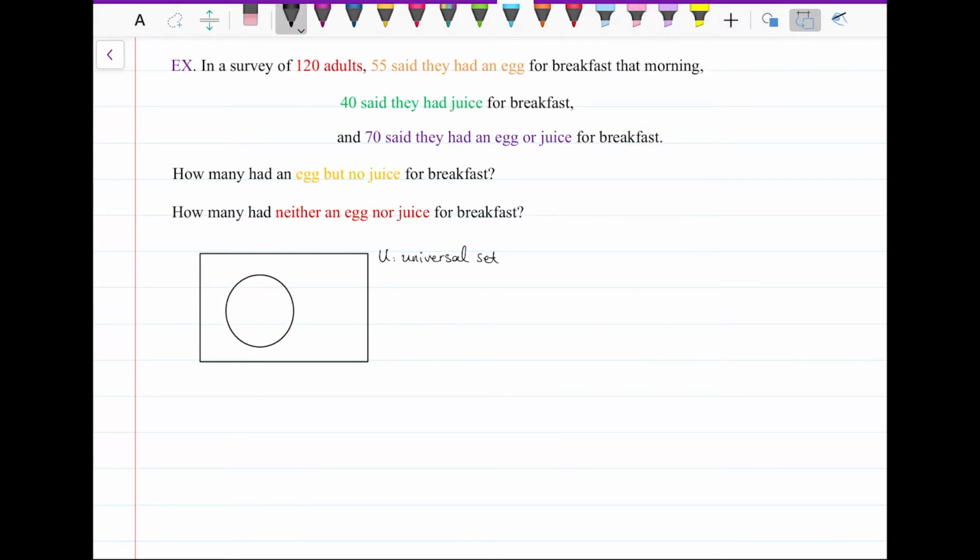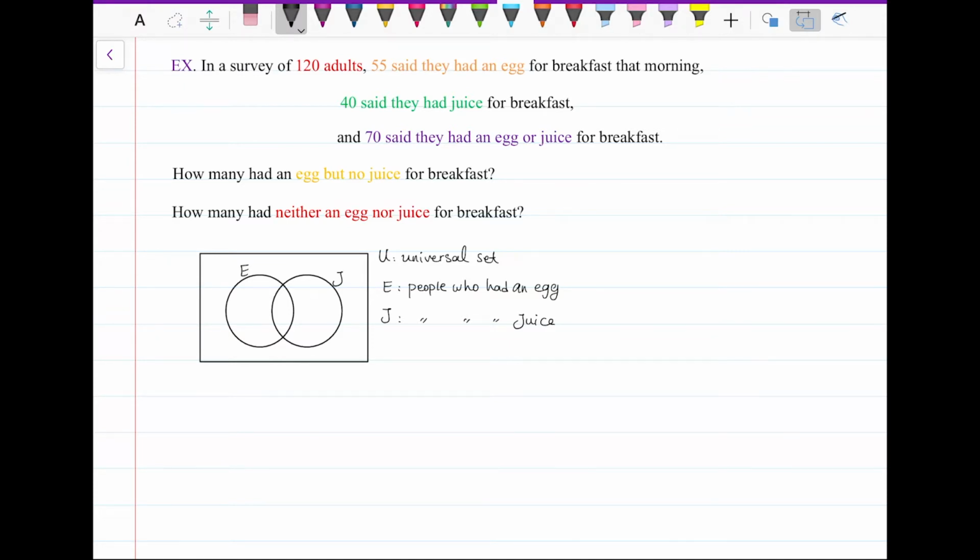I have a set E, and E is the set of all people that had egg for breakfast. Then we have another set, J. Let me just move it just a little bit. So J, this is the set of people who had juice for breakfast.